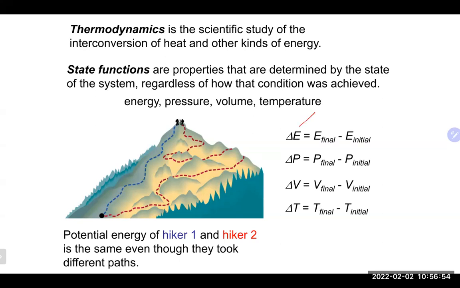This is the change in internal energy, and that little delta, the little triangle, means change. It is the final energy minus the initial energy. This is change in pressure, final minus initial, change in volume, final minus initial, and change in temperature, final minus initial. So a lot of things that we calculate, especially in terms of energy, come from looking at where we started in terms of conditions and where we ended. And that's how we can figure it out.